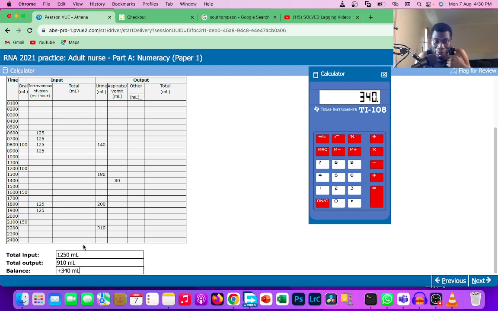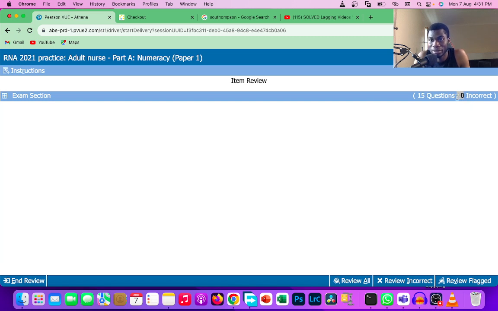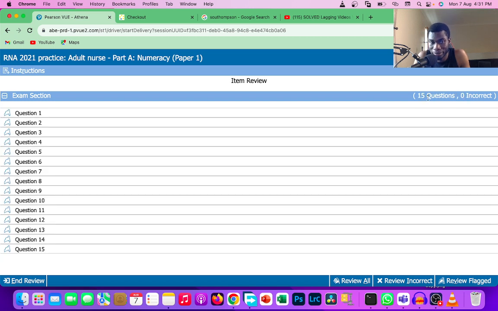Here you have to be very careful. This is where most people get the question wrong. If you don't add the mils to the input and output, it will be wrong. When output exceeds input, it is negative. But in this case where the input exceeds the output, then it's plus. And then you now go to next. So we are done, and as you can see, 0 incorrect, 15 correct.